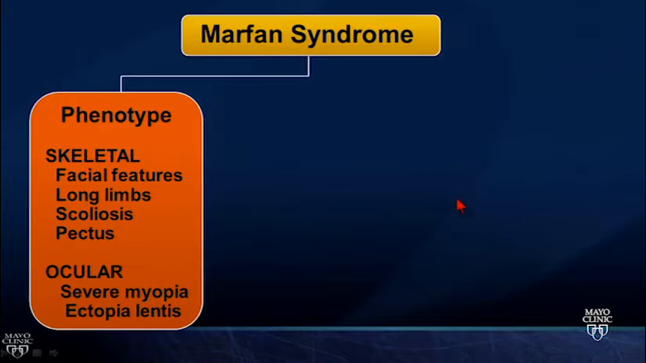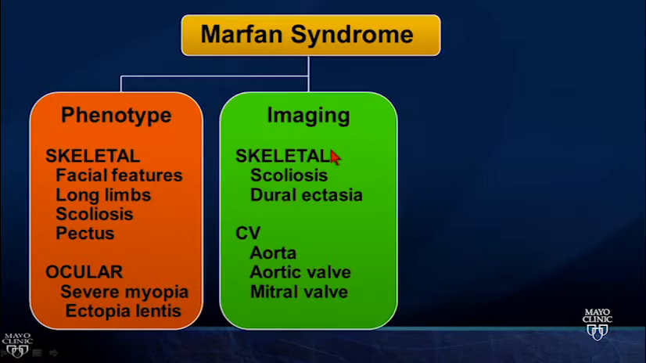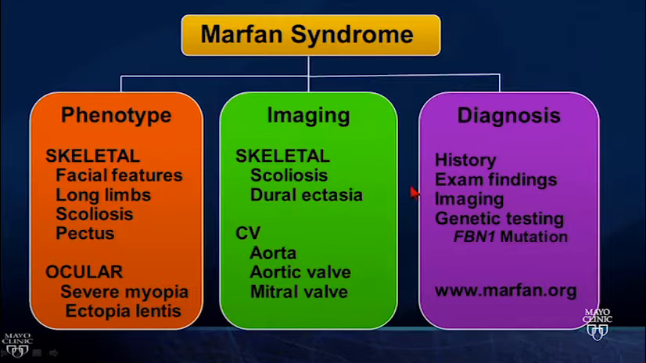The Marfan syndrome is diagnosed by recognizing the phenotype. That high TGF-beta signaling causes long bone overgrowth and other consequences, usually severe kyphoscoliosis. Patients are usually quite nearsighted and even have ectopia lentis. On the imaging, there are non-cardiovascular imaging features as well as cardiovascular imaging features. And the whole package is put together by recognizing the history, the exam findings, the imaging findings, and getting genetic testing which identifies the causative mutation.